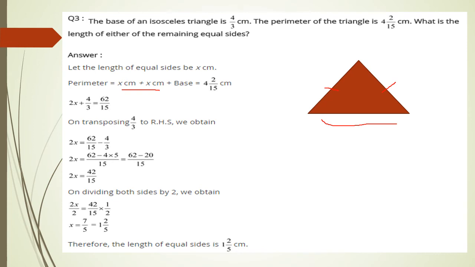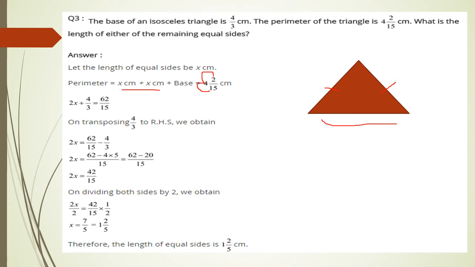Yes, this is the simple technique of fractions: converting the mixed fraction into an improper fraction. How to convert? We multiply the denominator and the whole number part first. 15 fours are 60. To that result, we add the numerator: 60 plus 2 is 62. The result is written as the numerator, so 62 by 15; the denominator remains as it is.